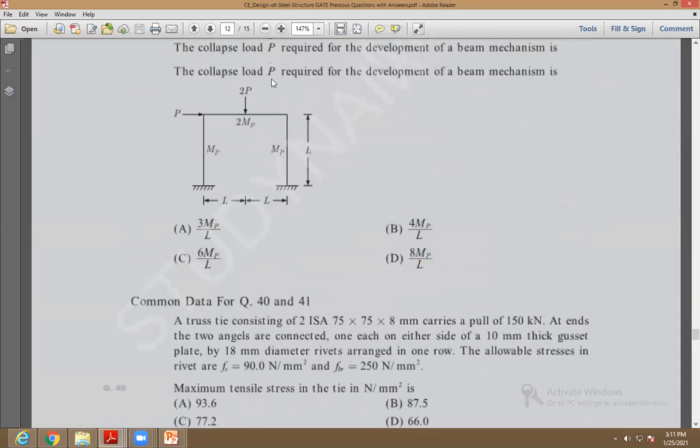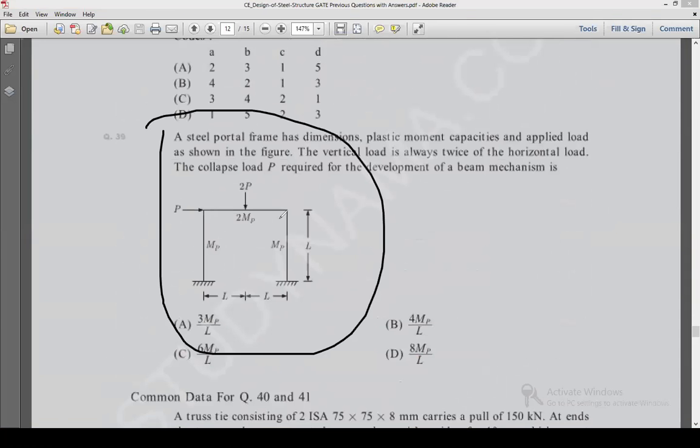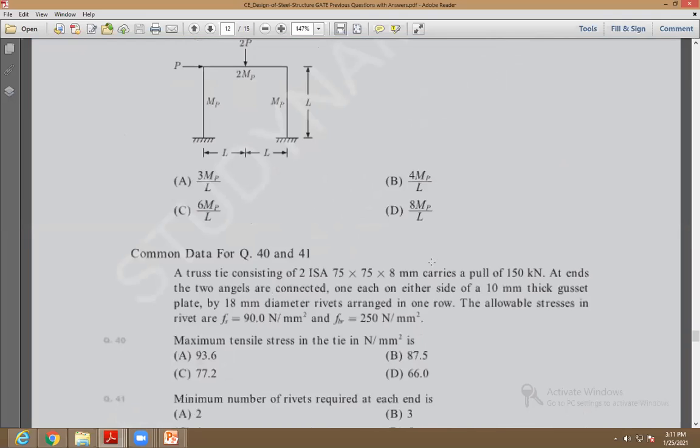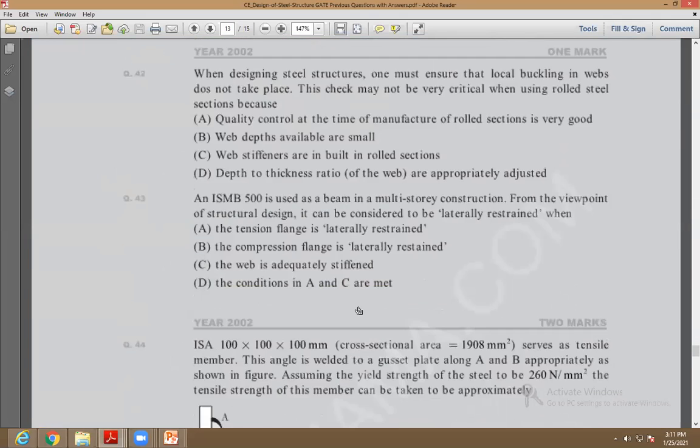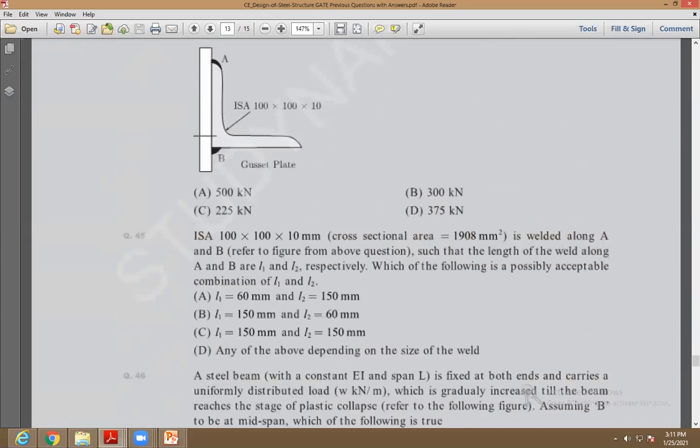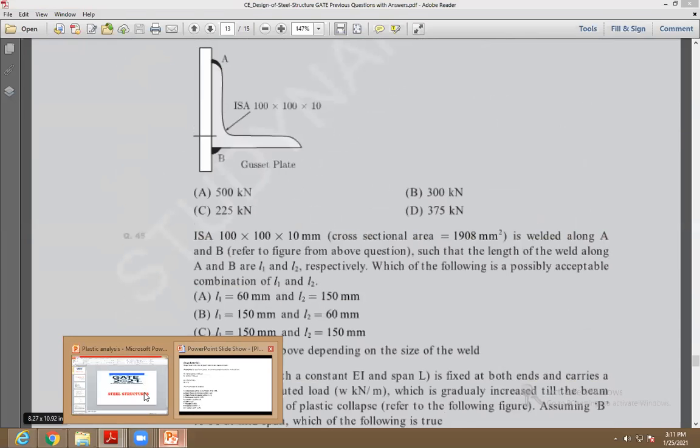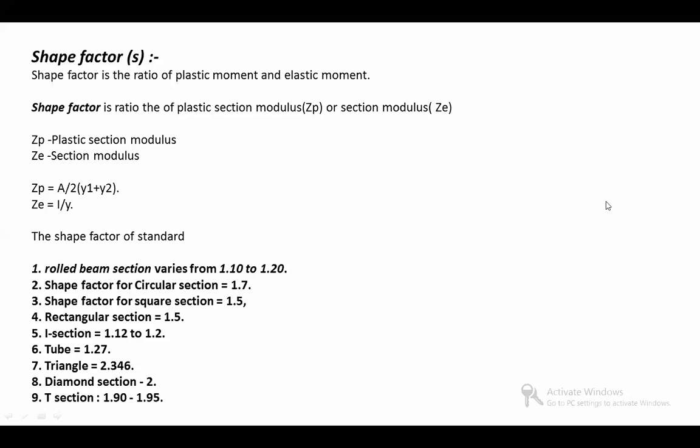Then again, a portal frame is given here. For that, again, you have to find out the collapse load P. That is for 2 marks again. So the intention behind showing you these GATE questions is that if you are studying seriously for GATE, then in my personal opinion, prepare plastic analysis for steel structure.